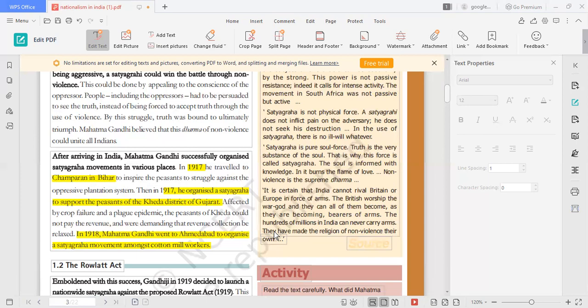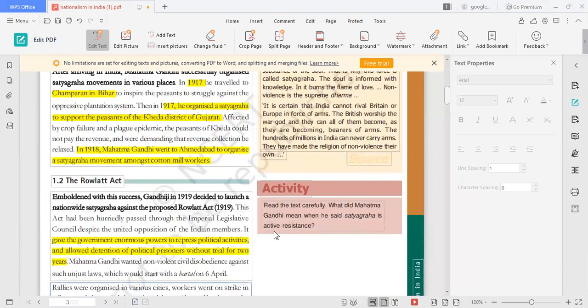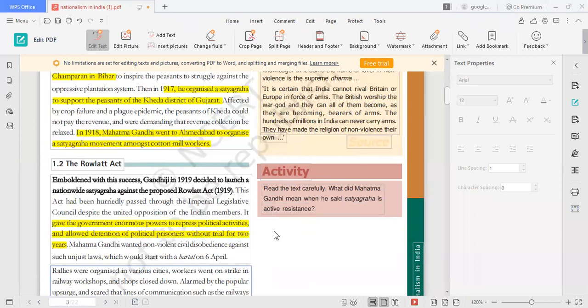At that time, the Imperial Legislative Council hurriedly passed an act called the Rowlatt Act. This act gave enormous power to the British government to arrest the political leaders, I mean the prominent national leaders who fought for the freedom of India. So the British government wanted to clamp down on these national leaders. This act was hurriedly passed in the Legislative Council. The Imperial Legislative Council is the legislative assembly of the colonial government.